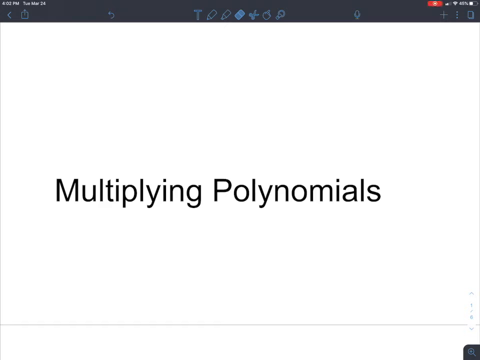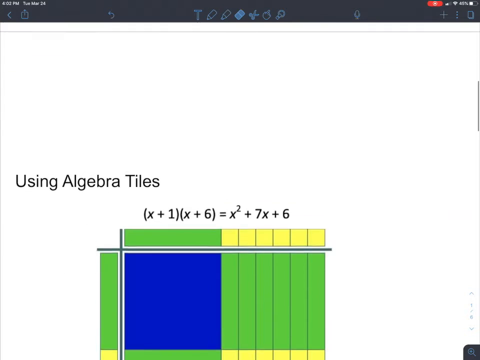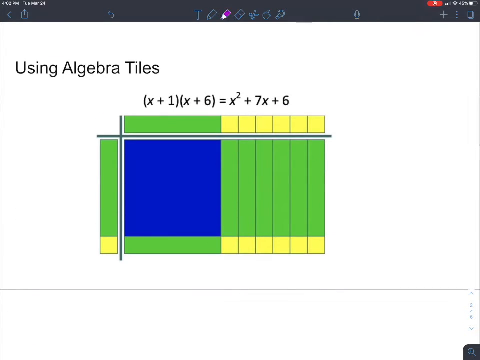Before spring break, we were talking about multiplying polynomials, and we were doing this using algebra tiles. So we were multiplying things like x plus 1 times x plus 6. Every rectangle we had was an x, and every little square we had was a 1. Here's our x plus 1, and here's our x, and then we have 6 right here, plus 1, all the way through.